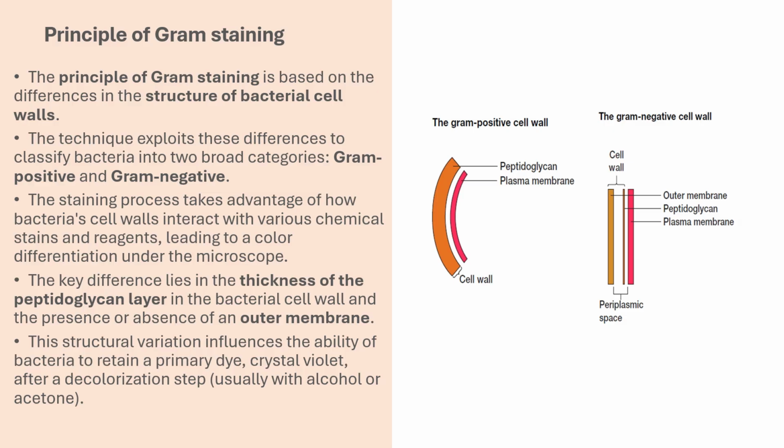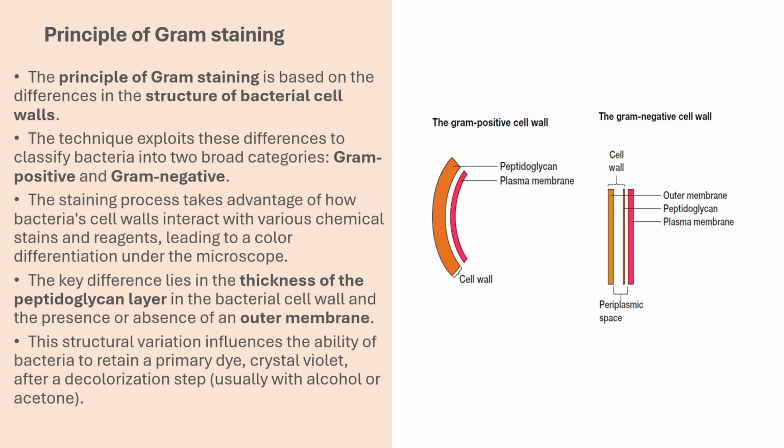Principle of Gram staining. The principle of Gram staining is based on the differences in the structure of the bacterial cell wall. The staining process takes advantage of how bacterial cell walls interact with various chemical stains and reagents, leading to a color differentiation under the microscope. The key difference lies in the thickness of the peptidoglycan layer in the bacterial cell wall and the presence or absence of an outer membrane.